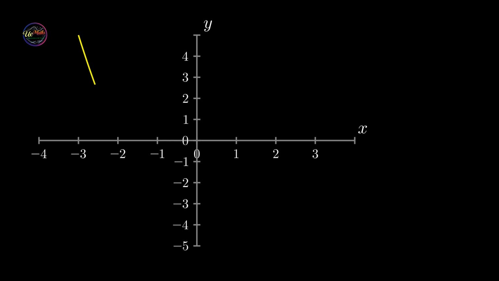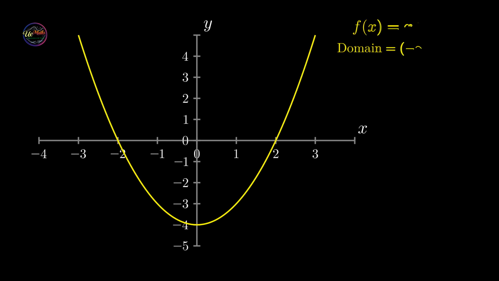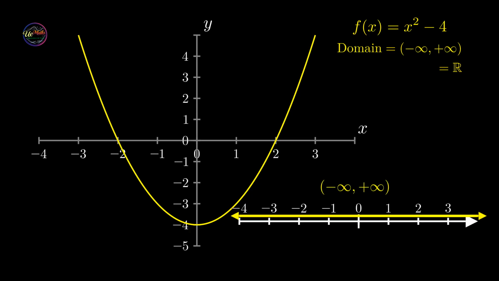The yellow curve shows f of x equals x squared minus 4. This is a polynomial function. Polynomial functions are defined for all real numbers because there are no denominators that could be 0 and no square roots requiring non-negative inputs. Therefore the domain is all real numbers, written as the open interval from negative infinity to positive infinity. On the number line we shade the entire real line with arrows drawing in both directions.